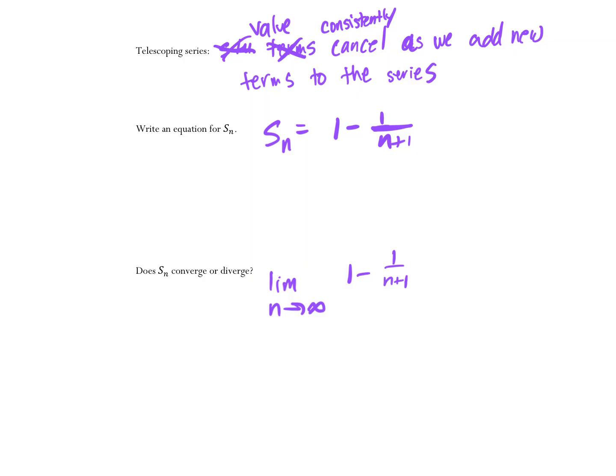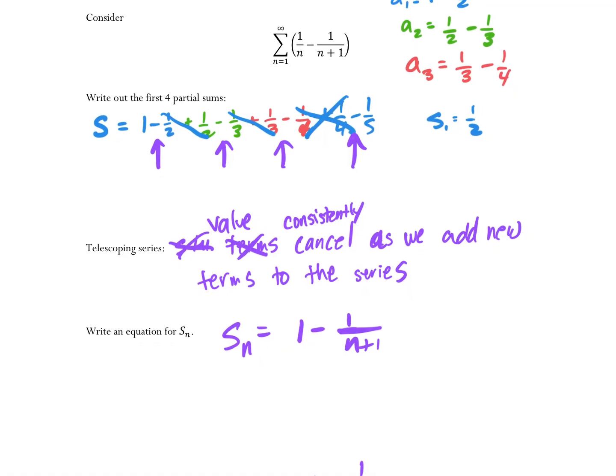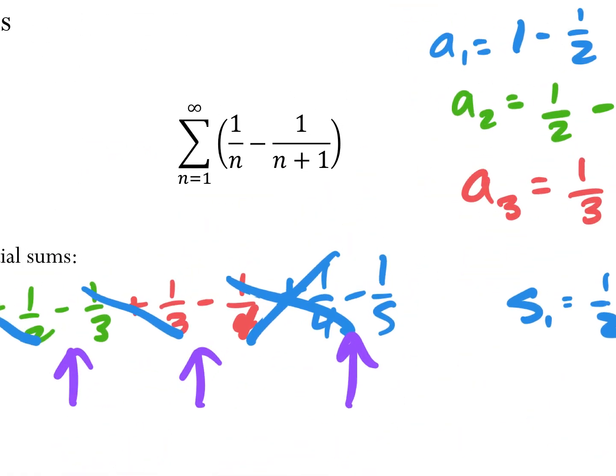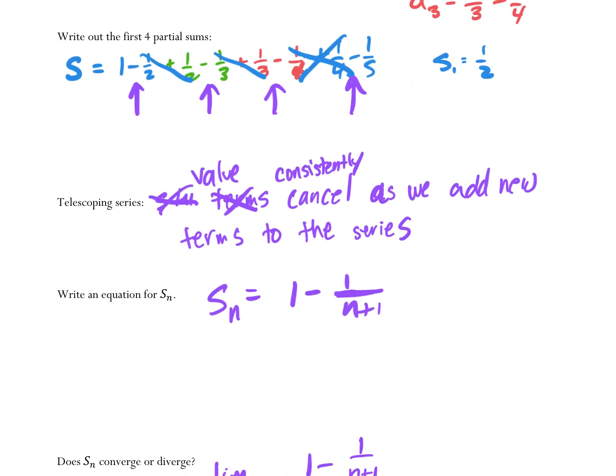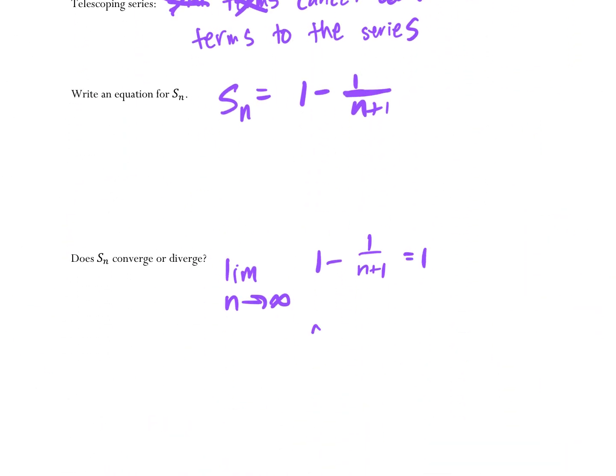Shouldn't all telescopic series converge? I don't think so. Because if this sequence was n minus n plus 1, that last term would be getting bigger, not smaller. Oh, yeah, okay. So this limit equals 1, which means it converges.